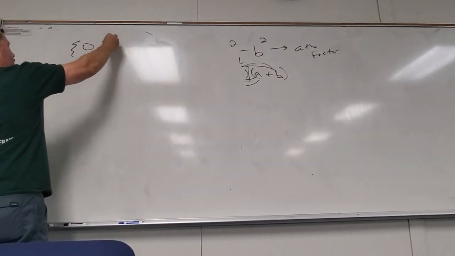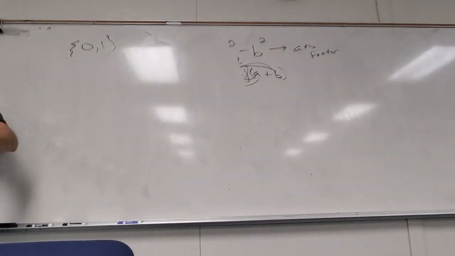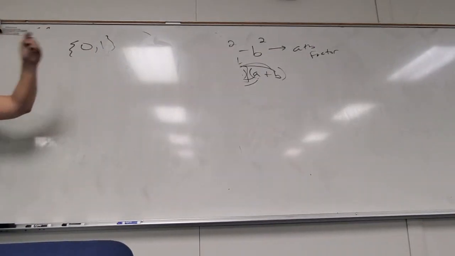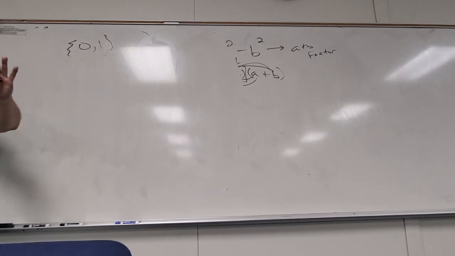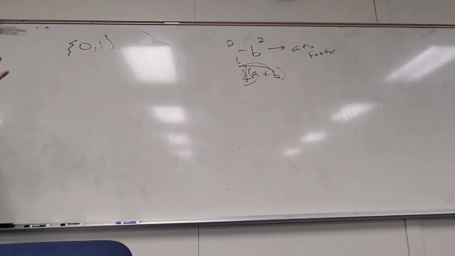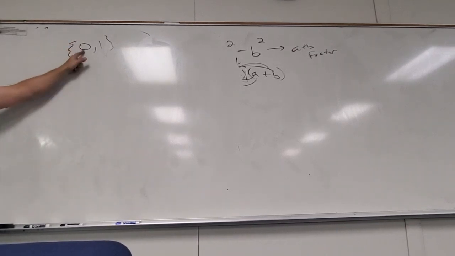So this was great by itself. The problem's done. It has to have 0 in it, it has to have 1 in it, and it's got to be the smallest set that's closed. Well, that's already closed. That's the smallest it could be, because I've got to have these in it.